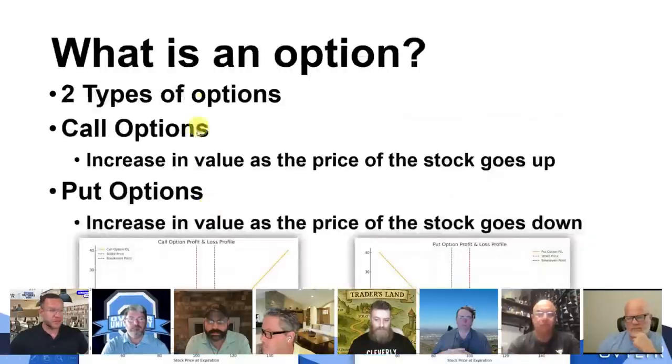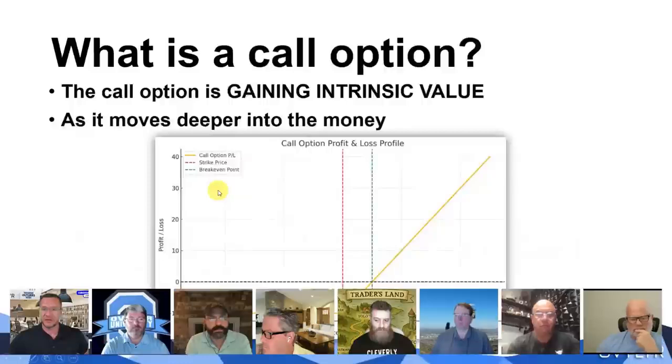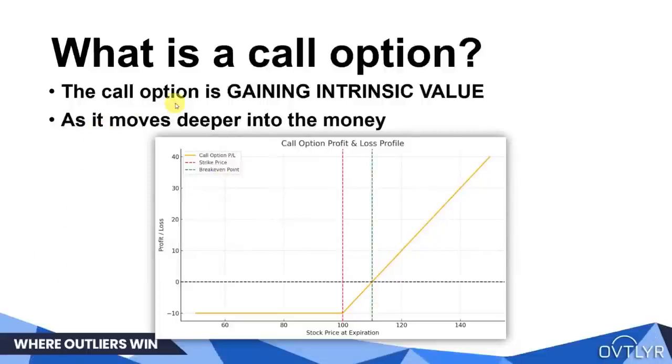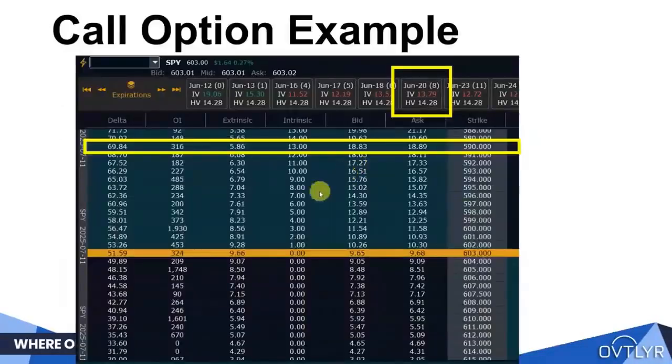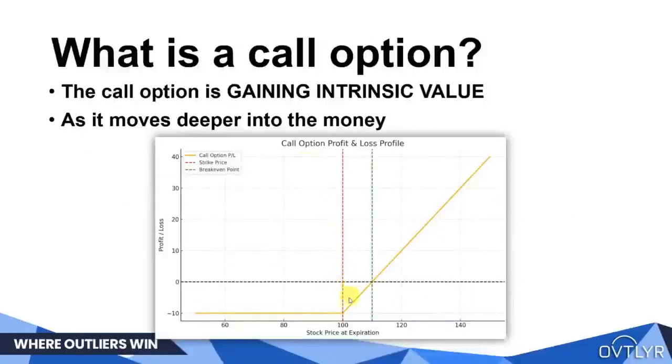Now, remember, there's only two types of options. We covered the call options. Now, let's go a little bit deeper into the theory of the call options here. The call option gains intrinsic value as the price goes up. That's what we're looking for as it moves deeper into the money. Remember, let's go back to this one here. Dollar for dollar that it goes deeper in the money, it grows in intrinsic value. That's what this is looking like here. Dollar for dollar, as it goes deeper into the money, we're gaining value.